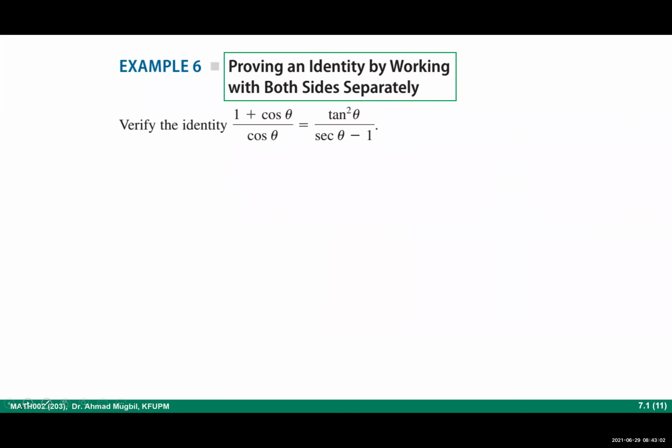Now, let's see here how to prove this identity, how to prove that this equals to this. If you look at them, indeed, both of them are complicated, but I believe that this is more complicated. Do you agree with me? So in my opinion, it is better to start with the right-hand side and prove that it is equal to the left-hand side.